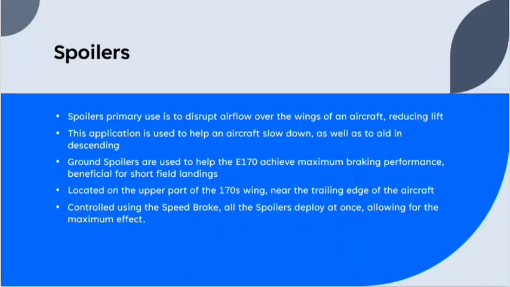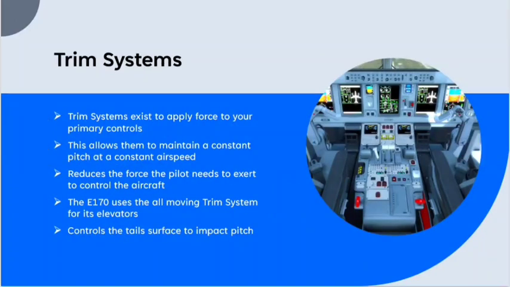They're located in the upper part of the 170's wings near the trailing edge of the aircraft, and they are controlled using the speed brake. All the spoilers deploy at once, allowing for the maximum effect.